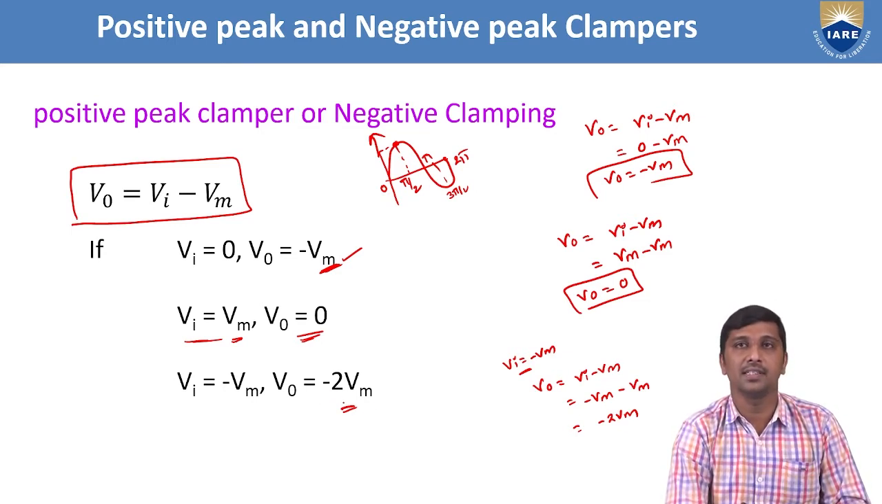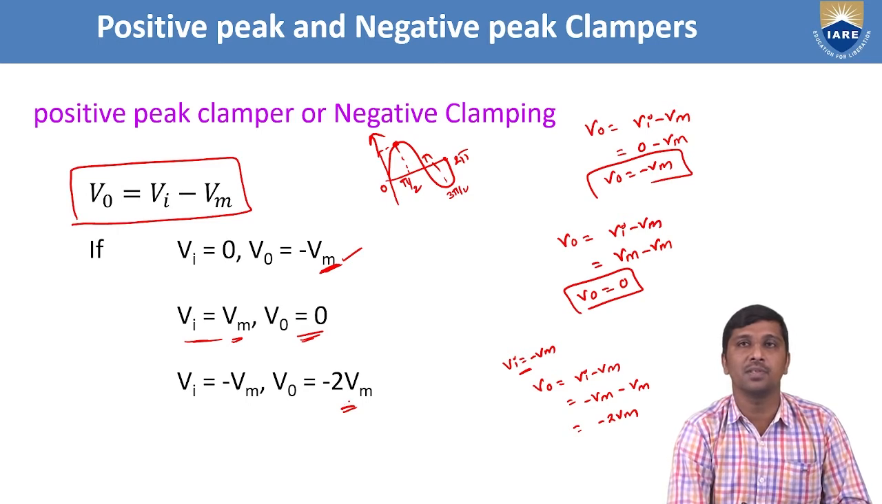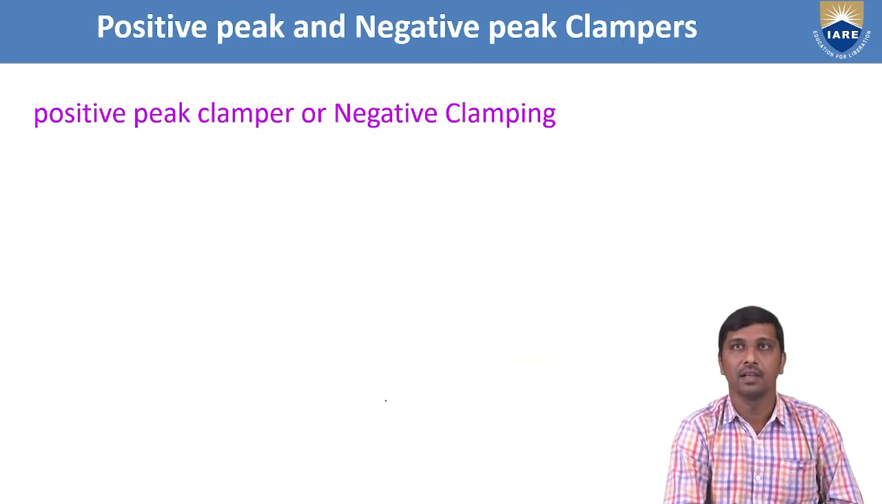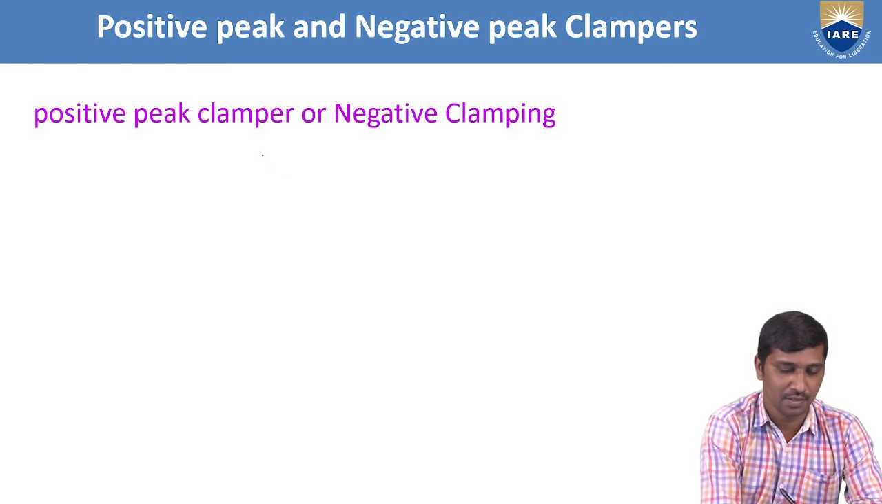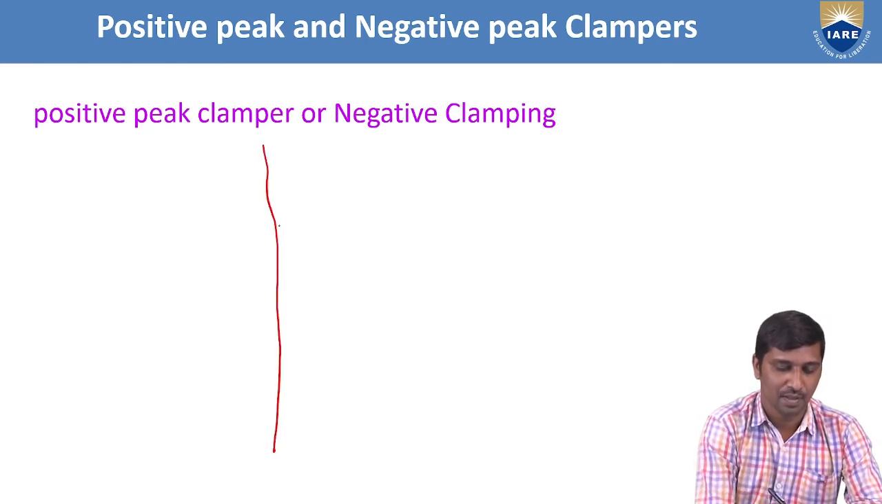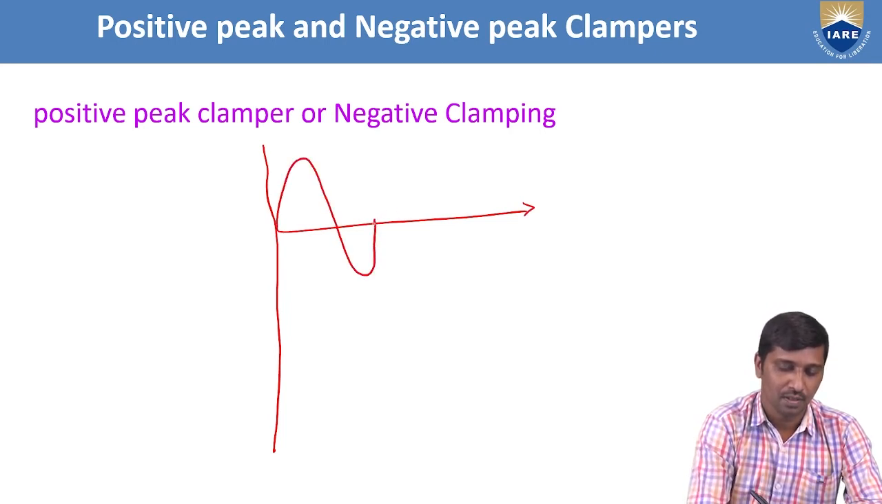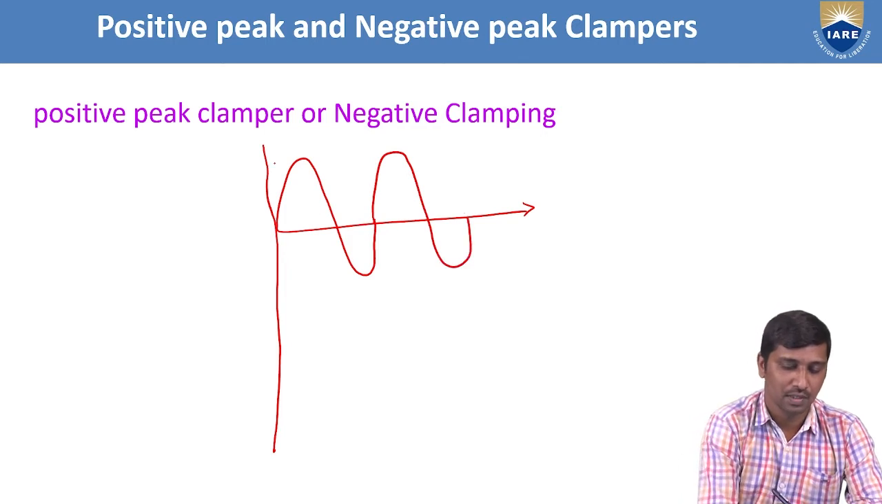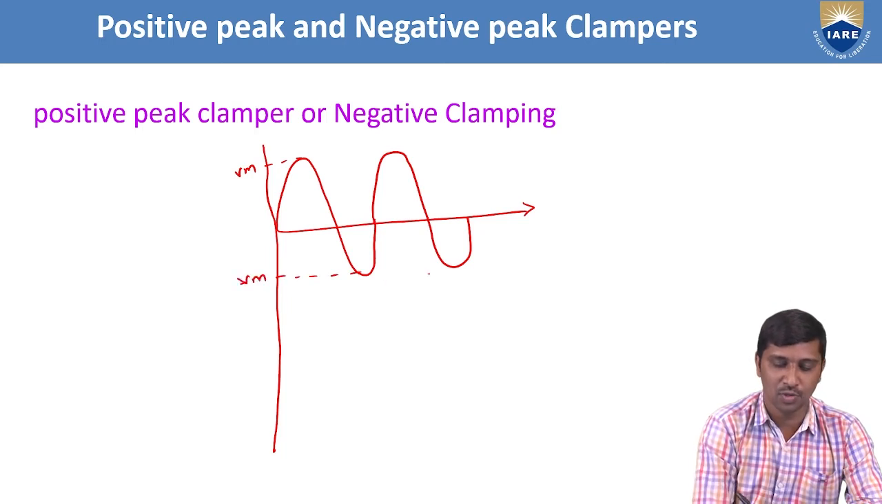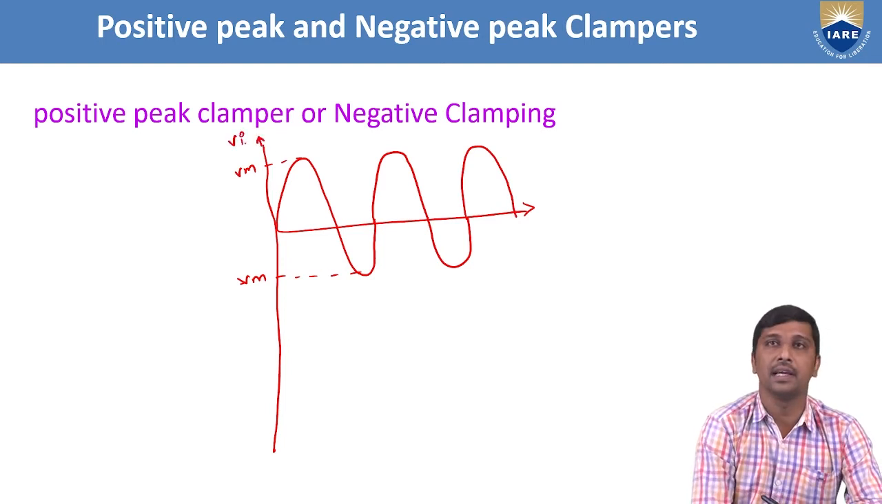Now, by using this output representation, we need to draw the response of this positive peak clamp or negative clamping. Then we need to identify why it is called a positive peak clamp or a negative clamping. So for this case, let us consider with respect to your input signal, we need to draw the response here. So here I consider, and let us take this is Vm. Again, this is another Vm, means the portion is a negative portion. And let's take this is the input signal.